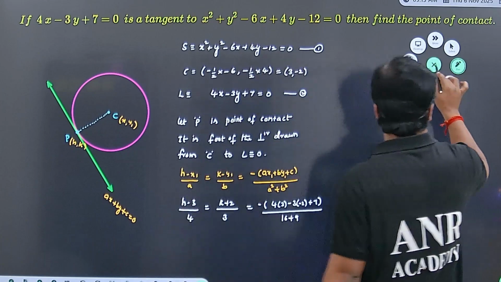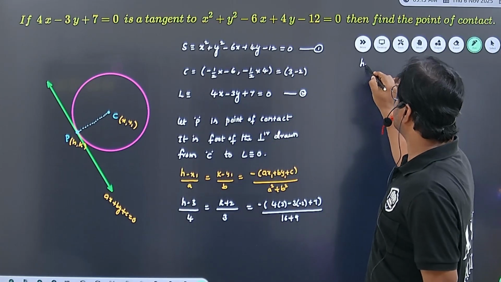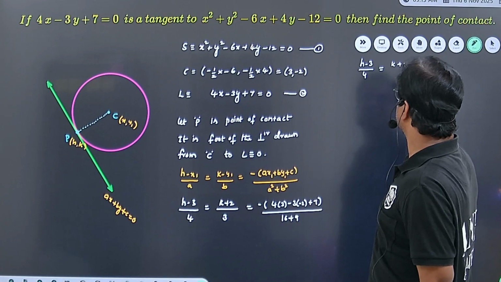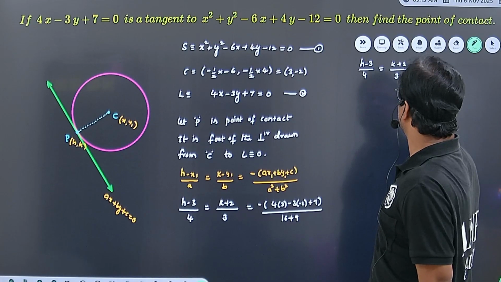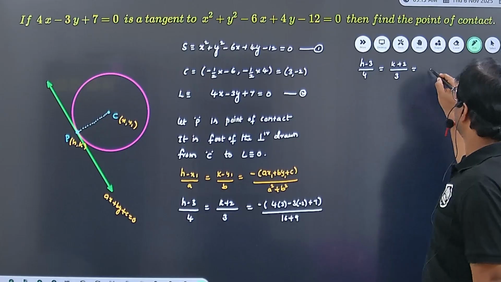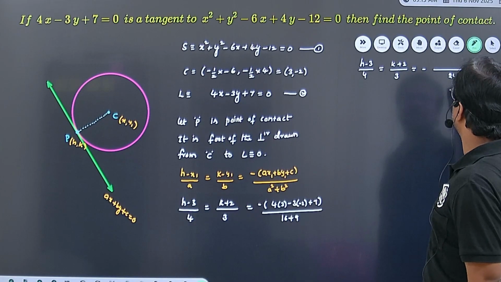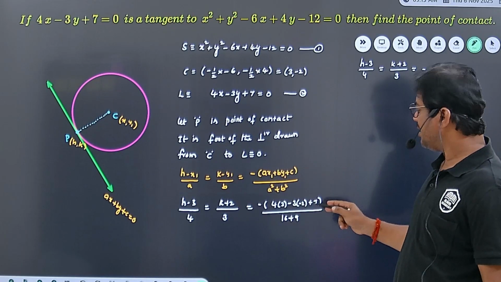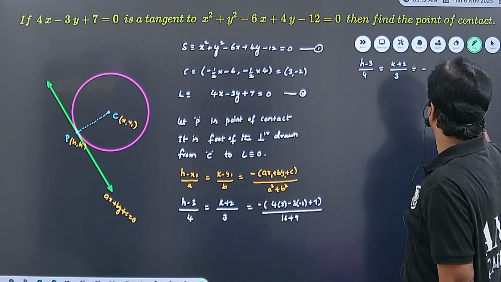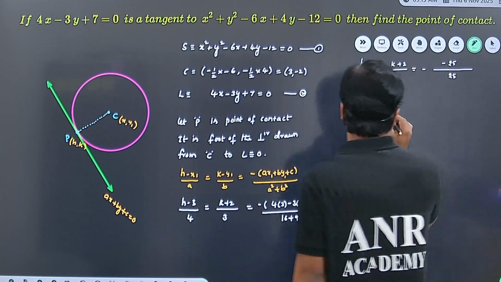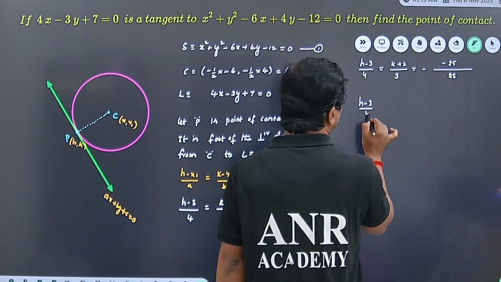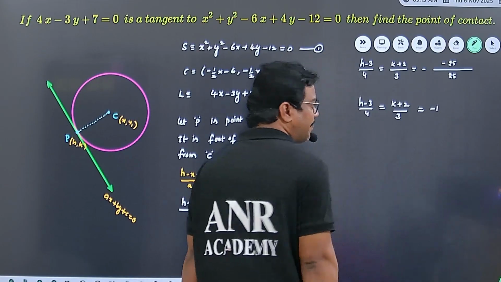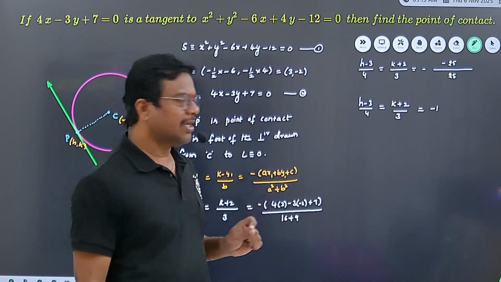On simplification it is h minus 3 divided by 4 equal to k plus 2 divided by 3 equal to minus of denominator part 25 and numerator 12 plus 7 19, 19 plus 6 25. Outside you have negative sign, so that h minus 3 divided by 4 equal to k plus 2 divided by 3 equal to minus 1. Simplify this, we get h comma k, that is point of contact.